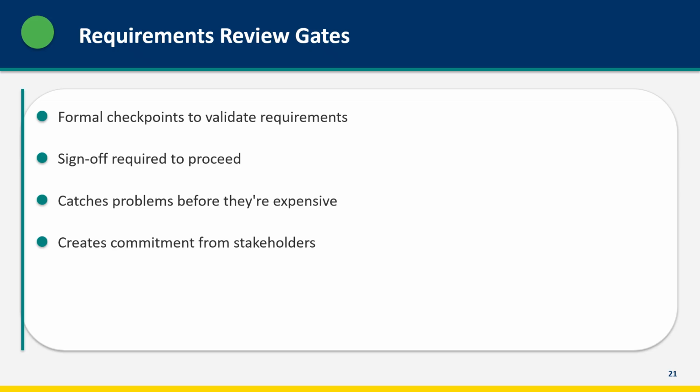Review gates catch problems early when they're cheap to fix. They also create commitment. Once a stakeholder has signed off on requirements, they're less likely to request changes later. They've already agreed that the requirements are complete.